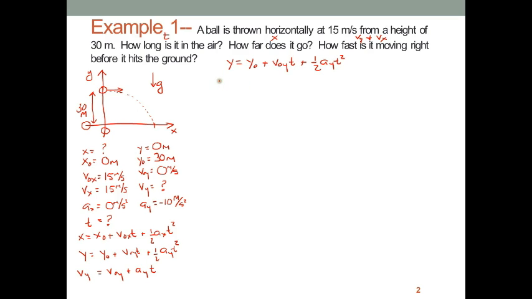Okay, so plugging in values. Y is 30, Y naught is 0, V naught Y is 0, so that's going to make the whole term 0. And then the vertical acceleration is negative 10 meters per second squared. So I'm going to move the negative sign out in front. There we go. Now I can simplify this, so 30 equals negative 5t squared, which tells me t squared equals 6.